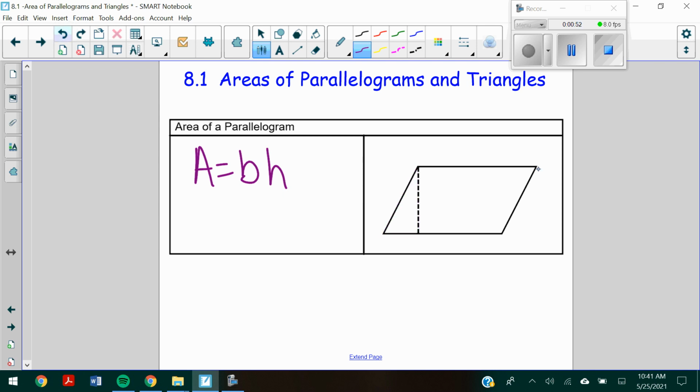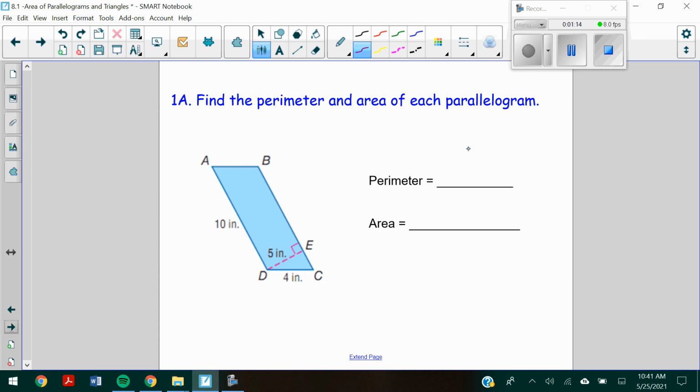Here is our height. Our height is perpendicular to the base. Our height sometimes is given to us outside of the parallelogram. And then our base is that entire distance either on the bottom or on the top. All right, so let's go ahead and jump into some examples here.